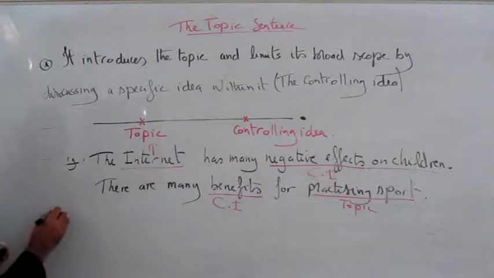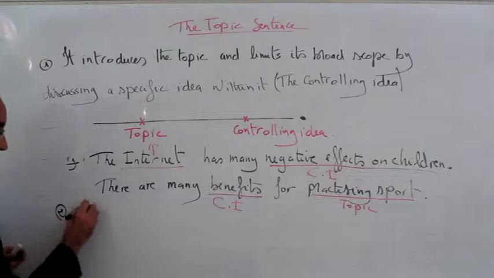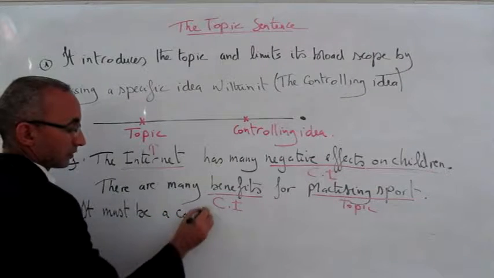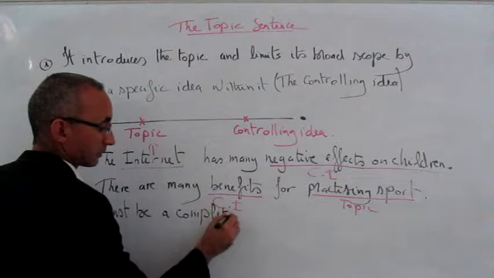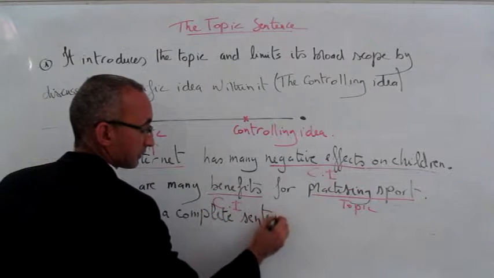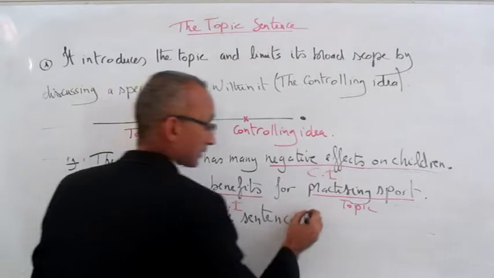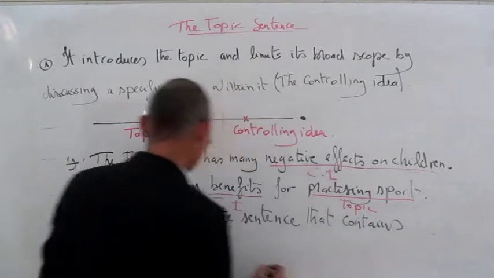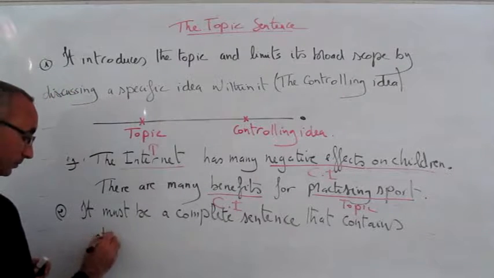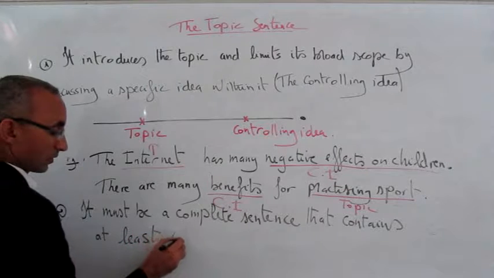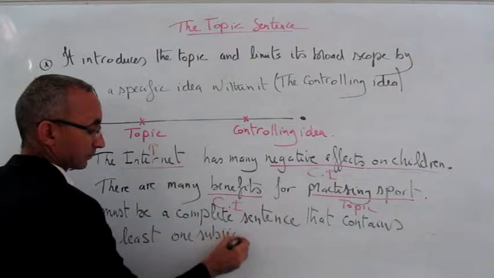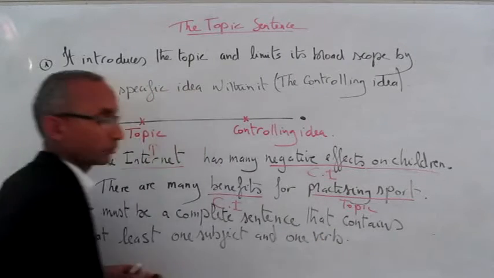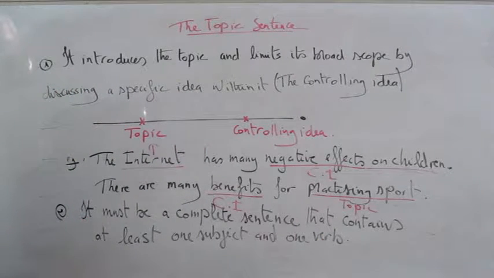We write here, number 2. It must be a complete sentence that contains at least one subject and one verb. One subject and one verb.